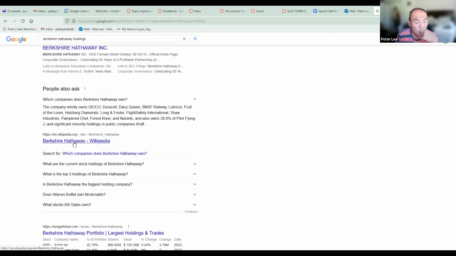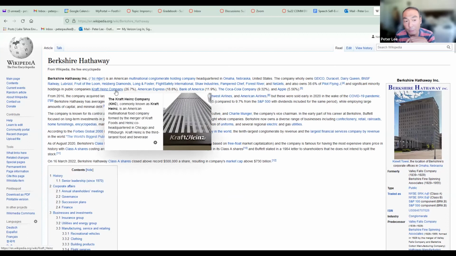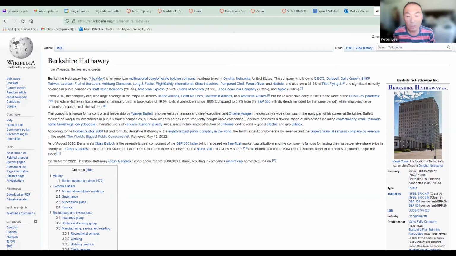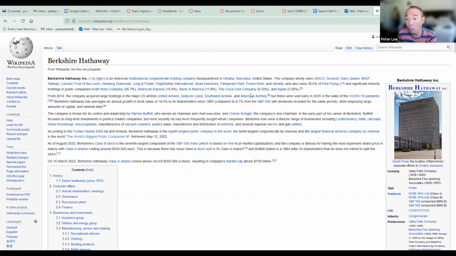This is from the wiki page. Big interest in Kraft Heinz, which is the ketchup company. And by the way, if you follow NFL football, Pittsburgh Steelers, Heinz Field, they just changed the name because Heinz isn't paying for the sponsorship anymore. So it's like some other corporate name now. They own 18.8% of American Express, 11.9% of Bank of America, 9% of Coca-Cola Company, and 5.56% of Apple. Major holdings in major airlines, but they sold those before the pandemic. Smart. I own some airline stocks and they're still kind of bad last I looked.